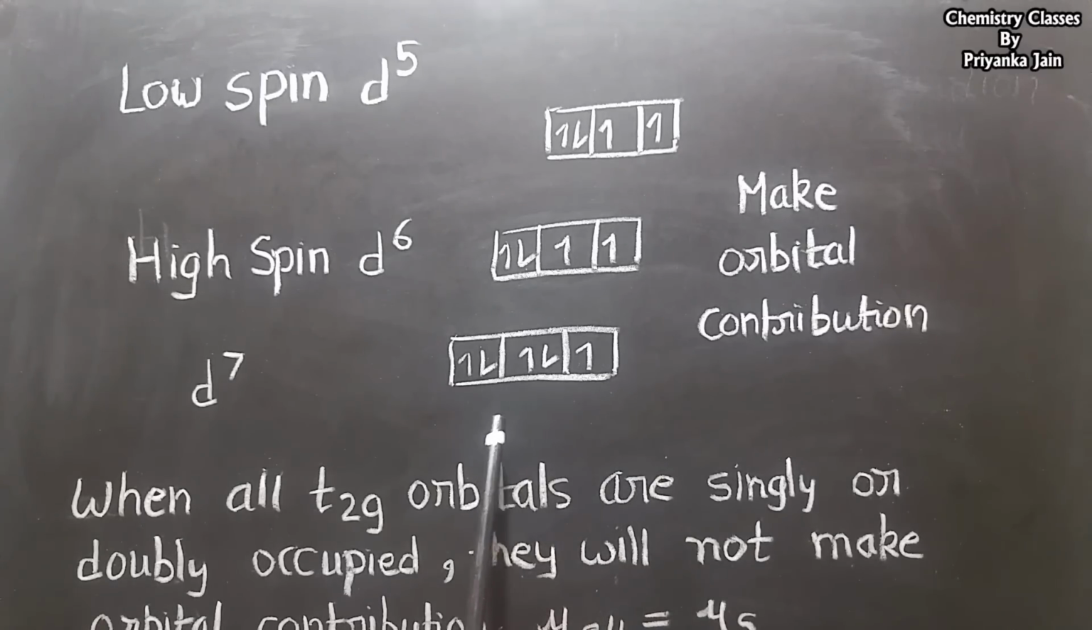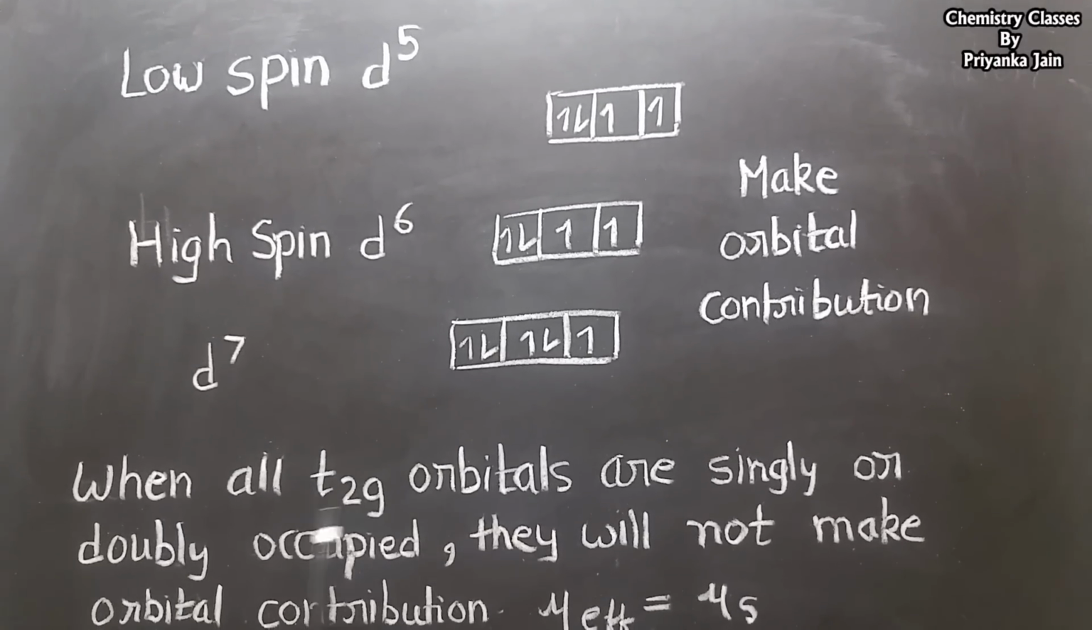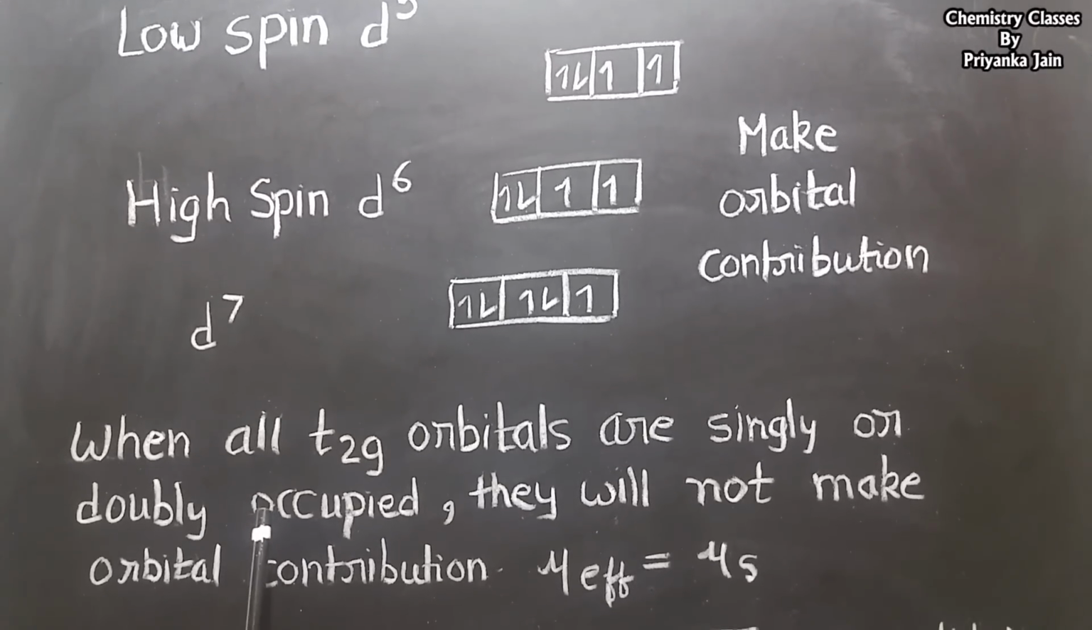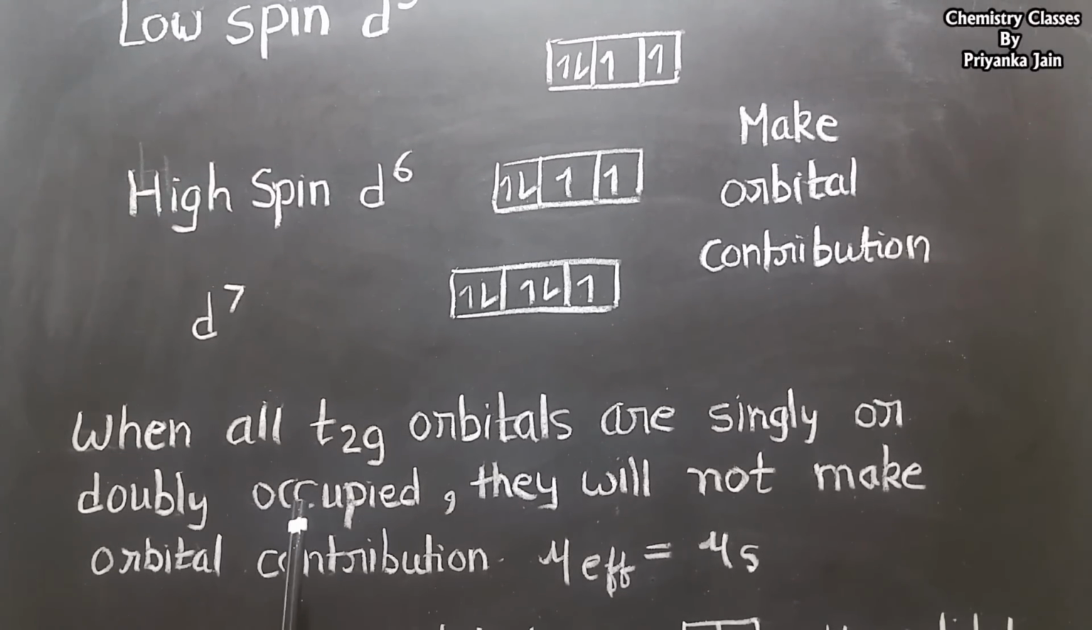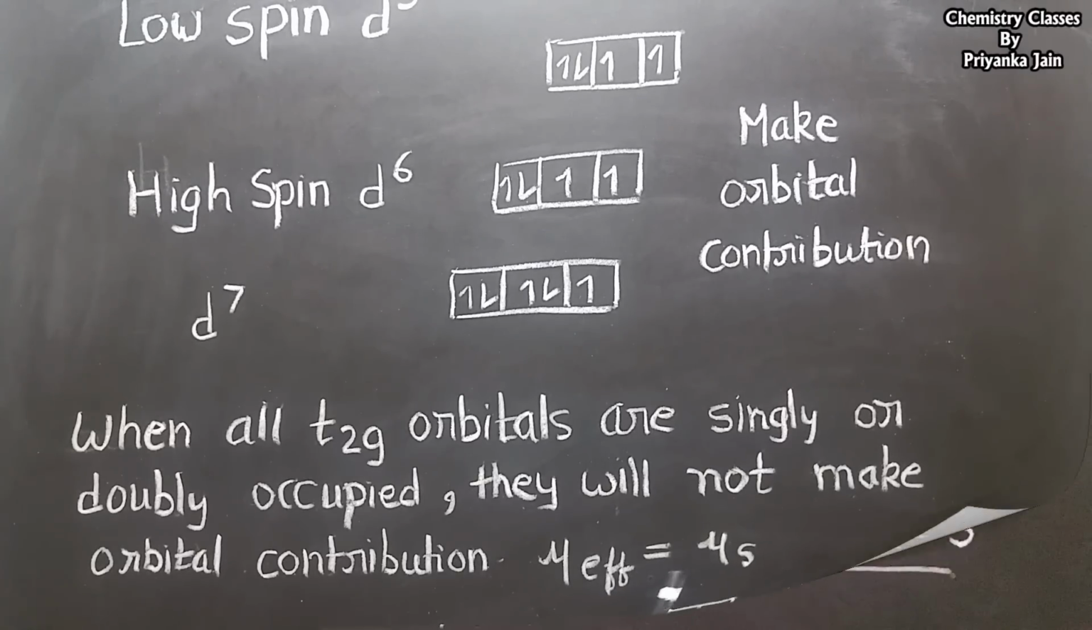But when all the T2g orbitals are singly or doubly occupied, it means there is 1 electron in all T2g orbitals or 2 electrons in all T2g orbitals, then there is no path for the rotation of the electron. So they will not make an orbital contribution toward the magnetic moment. So mu effective will be equal to mu s.